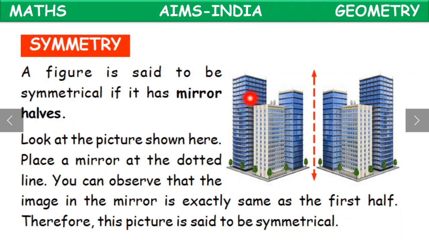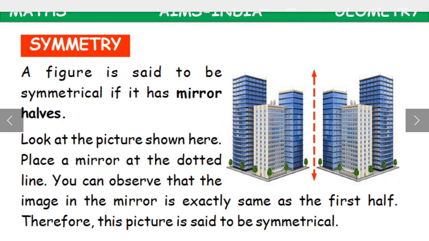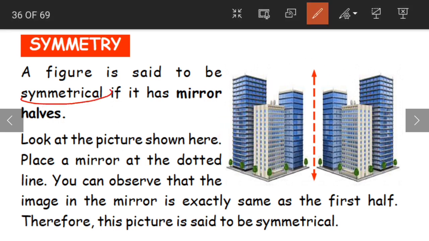Moving on to the next topic, that is symmetry. A figure is said to be symmetrical if it has mirror halves. What are they saying, children? If you look at this figure here, we can say that it is symmetrical when it has mirror halves. We all know what is a mirror. We always look at ourselves in the mirror, right? So when we look in the mirror, what do we see? Do we see exactly how we are, or do we see a reflection of another person?